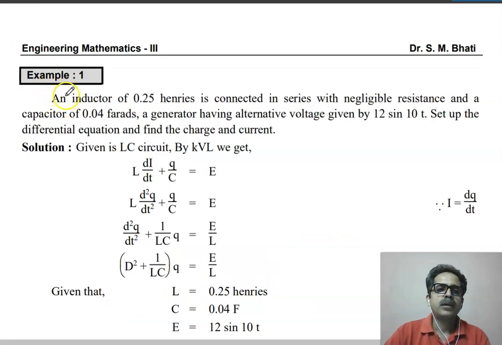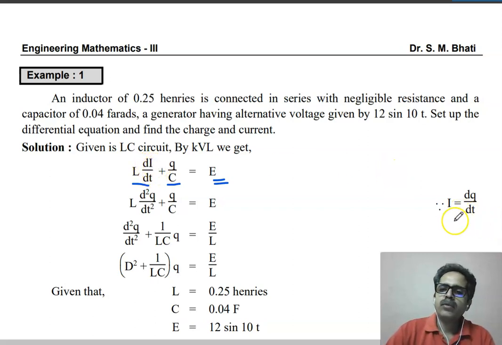Let's solve the first example. An inductor having 0.25 Henries is connected in a series with negligible resistance, and a capacitor of 0.04 Farad, a generator having alternating voltage given by 12 sin 10 t. Set up the differential equation and find the charge and the current. So you have to understand that given circuit is a LC circuit. By applying KVL, voltage drop across inductance L plus voltage drop across capacitance C is equal to the total EMF supplied, that is capital E.